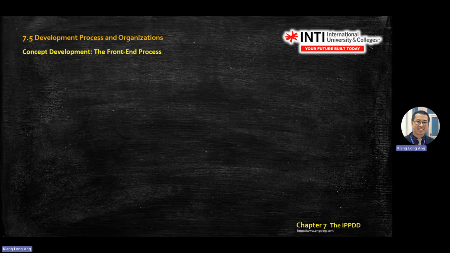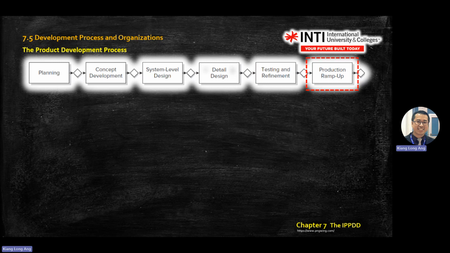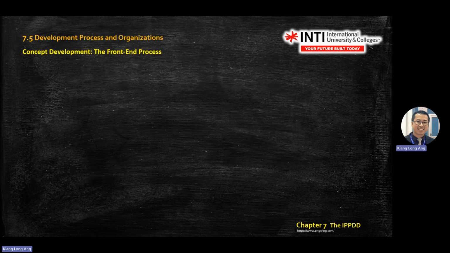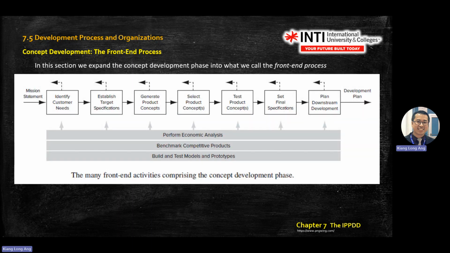Okay, so previous class we stopped at the product development process. We start at this process. This is a generic product development process with a 1, 2, 3, 4, 5, 6 process. Then we go into the concept development process. In the concept development process, we have the front end process. This is called the front end process. You have 1, 2, 3, 4, 5, 6, 7.